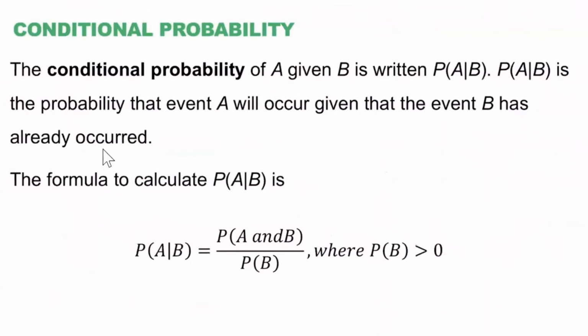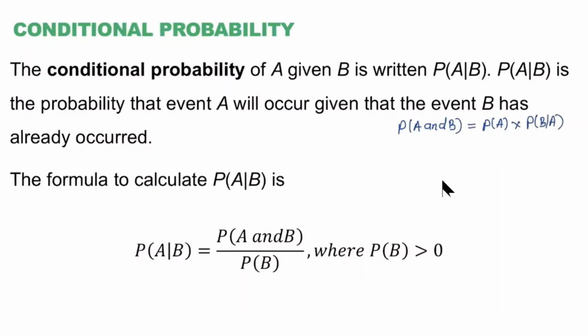Okay, let's talk about conditional probability. The conditional probability of A given B. So here we are calculating the probability like this: probability of A given B. This is how we write it. It is the probability of occurrence of A given that B has already occurred. So this is like the dependent rule for multiplication. If you remember the dependent rule for multiplication, it was like this: probability of A and B is equal to probability of A times probability of B given A.